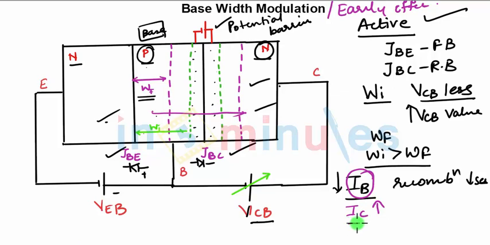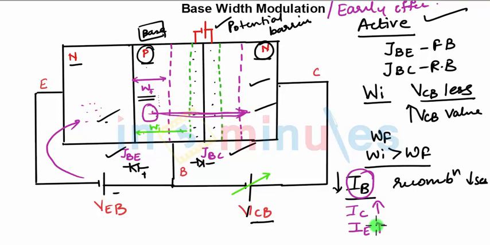Now what is the effect of an increase in VCB on the emitter current? As the recombination is less, more electrons are drifting towards the collector. The number of electrons over here decreases, so you need to provide more electrons. These are taken from the negative terminal of the power supply and hence IE also increases. This is the early effect.